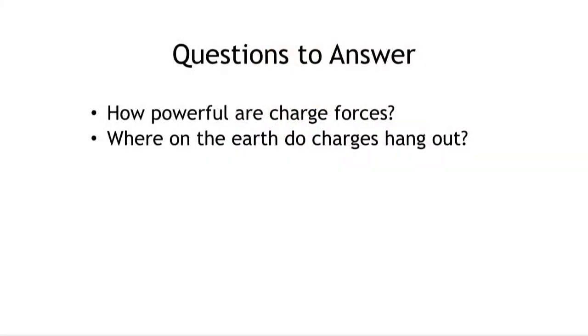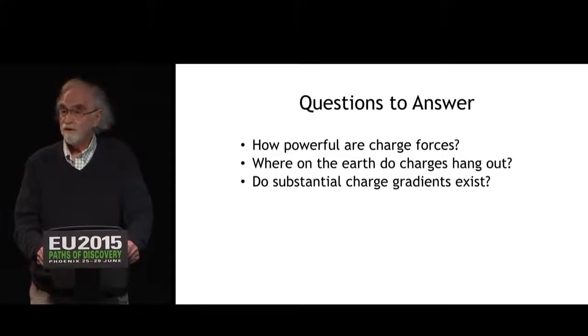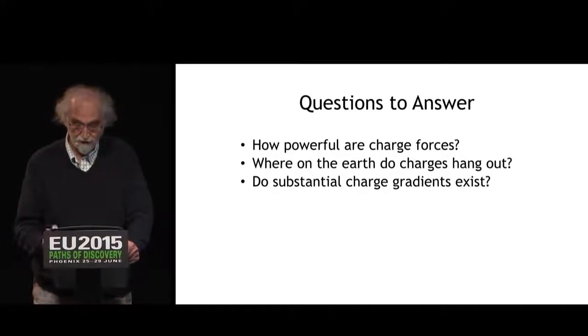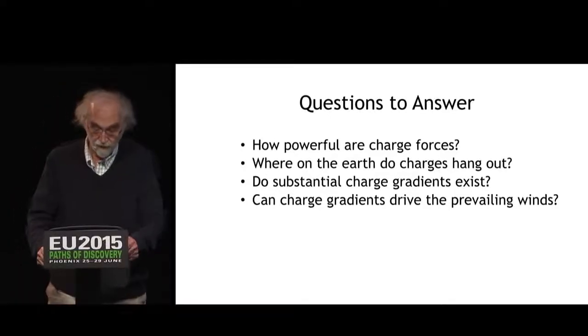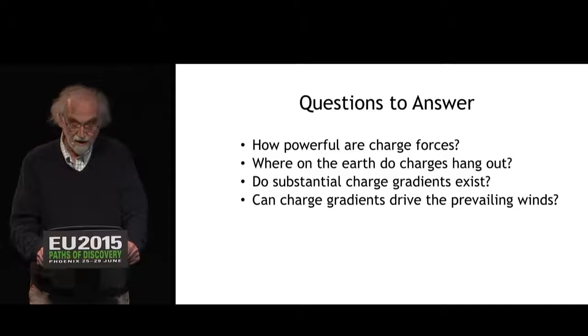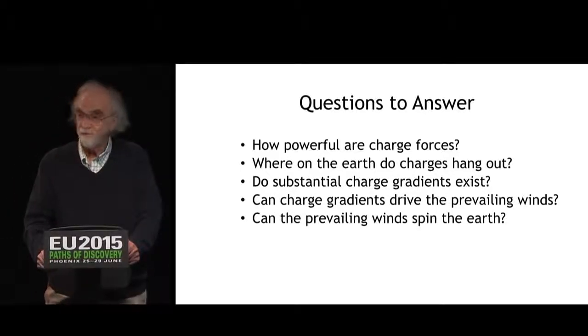Next question. Where on the earth do charges hang out? I want to talk about the earth itself and the atmosphere and the charges that we find there. And the next question, which you could have surmised, is, are there really gradients of charge that we can identify? And then can charge gradients really drive the prevailing winds? And if so, can the prevailing winds spin the earth?